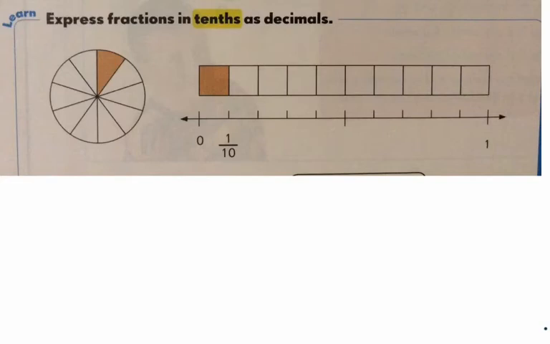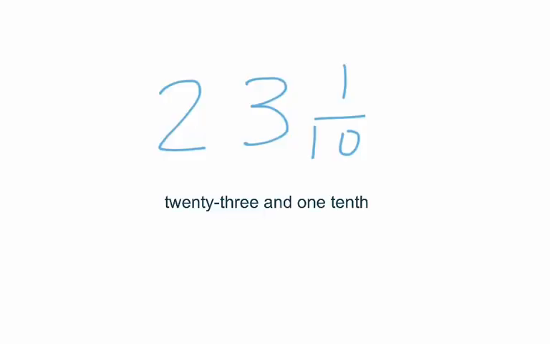So let's look at some other models here. This is not an unfamiliar model to you. These are things we've been talking about. So here we have a mixed number, 23 and 1/10, and here we have the word form, 23 and 1/10. We're going to learn today how to represent those in a decimal form. And the thing that we need is something called a decimal point.